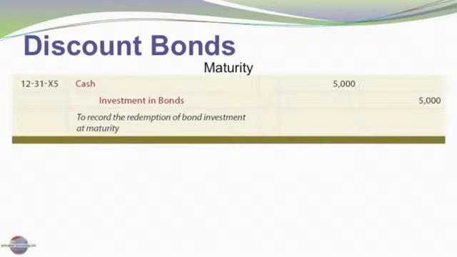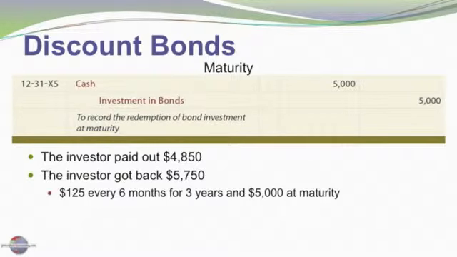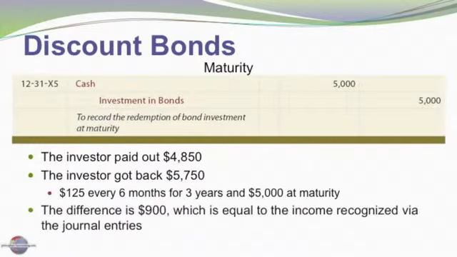Thinking about the cash, we paid out $4,850. We still got back the contracted $5,750, a difference of $900, which should be recognized as interest income. And indeed, $150 every 6 months for 3 years comes to $900.